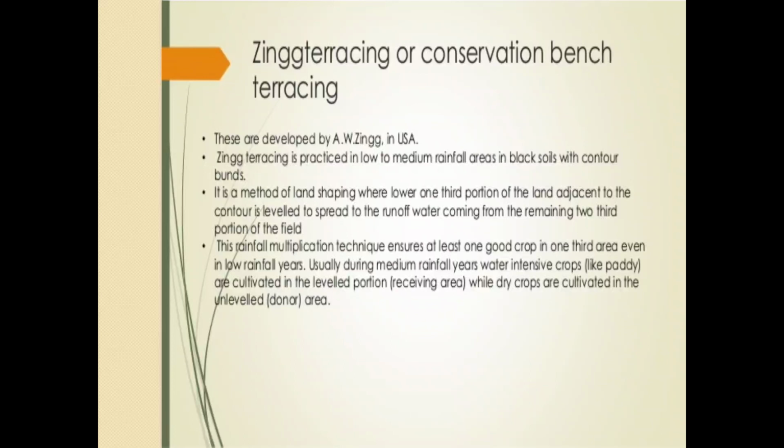So this is also one of the important practices which is mostly adopted in the low rainfall to medium rainfall areas which have the black soil. In those areas the contour bunds are constructed, and that is known as the zing terracing.